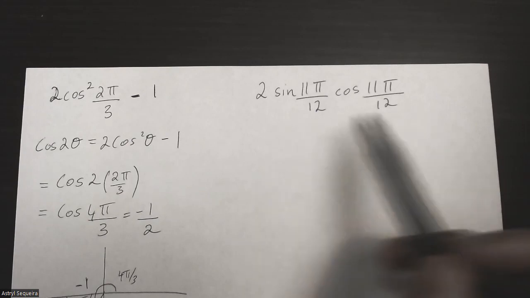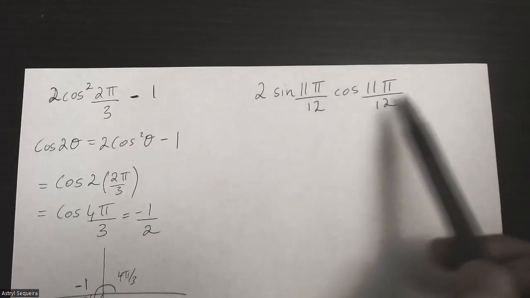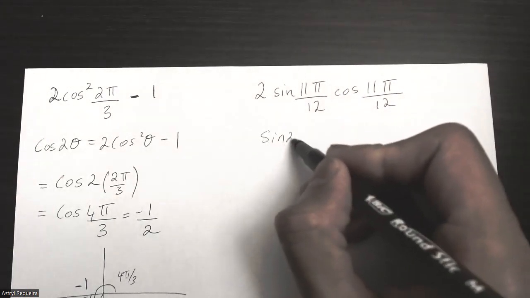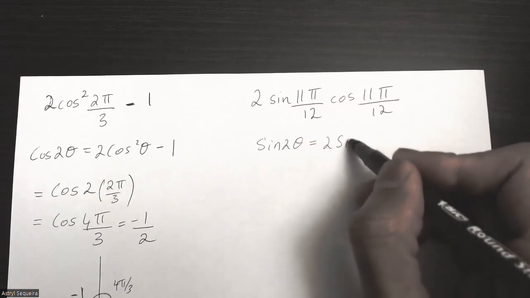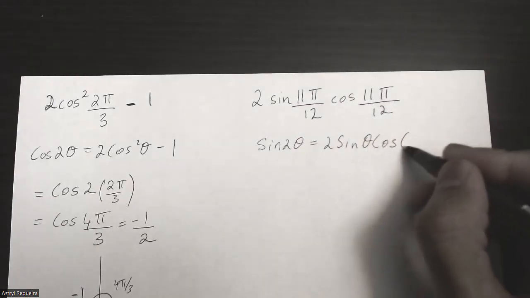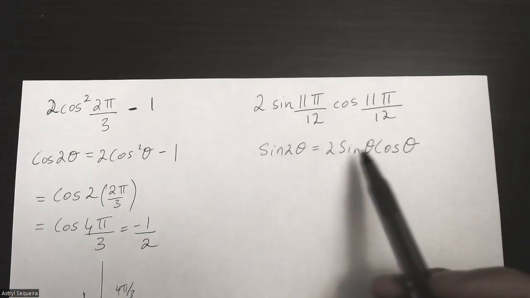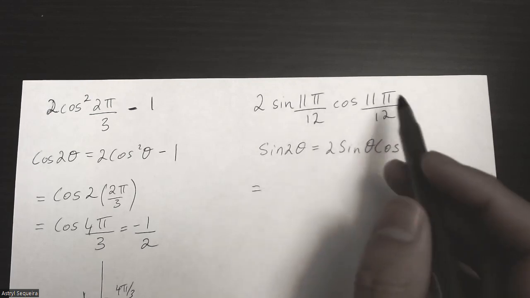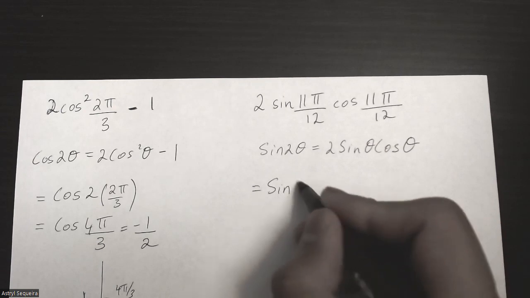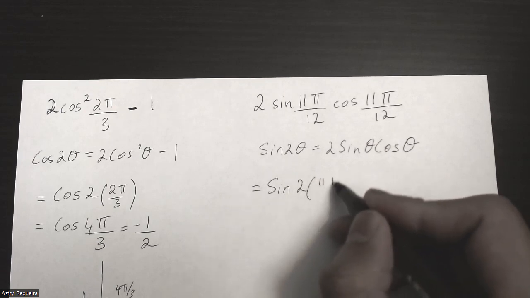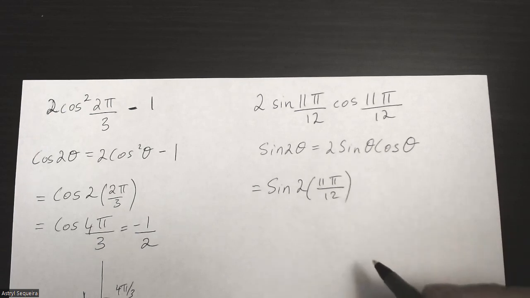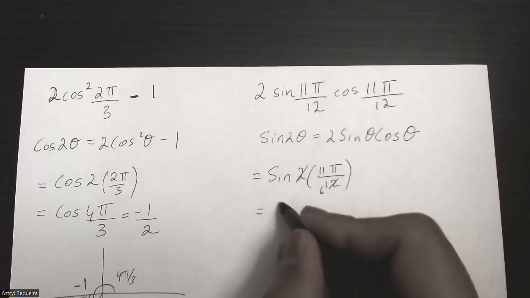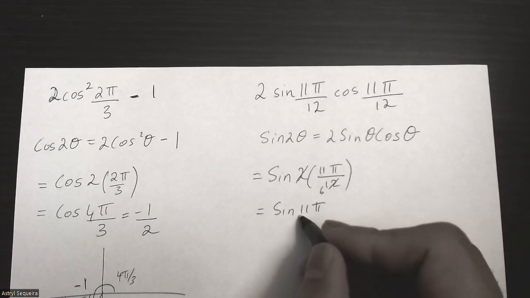Let's go to this second question over here. Now, this one cannot be evaluated initially. You have to use a double angle formula to solve this. I know that sine 2 theta is equal to 2 sine theta cos theta. So I can use this to simplify this by just multiplying this angle by 2. So 2 sine 11 pi over 12 cos 11 pi over 12 is the same as sine of 2 times 11 pi over 12. And this can simplify. The 2 and 12 can cancel to give me 1 and 6. So this is just sine of 11 pi over 6.